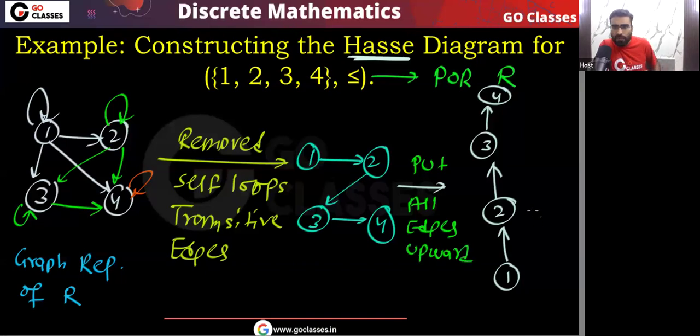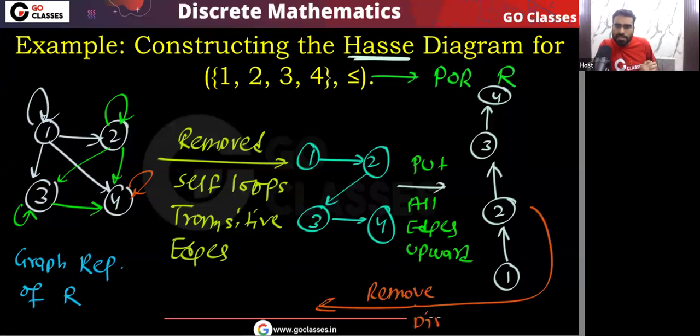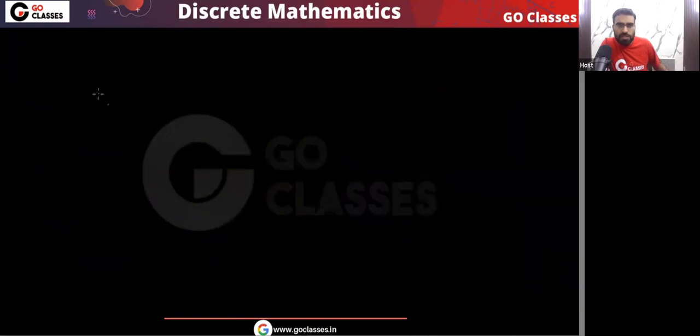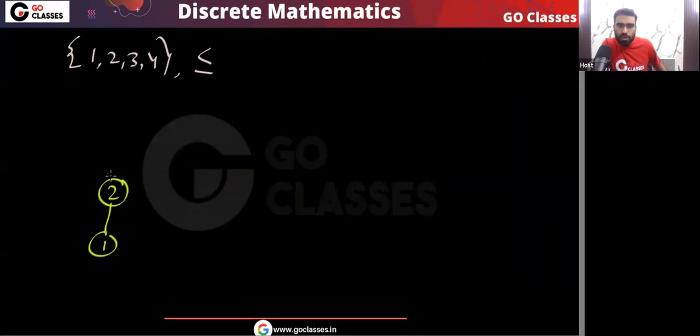Now, from here, what do you do? From here, just remove the directions. Now that you have removed the directions, on the next page I will draw it. So on the next page, this is the drawing. Finally, I can say 1, 2, 3, 4, and our relation is less than or equal to. This is the drawing we will get. 1 related to 2, 2 related to 3, 3 related to 4, and this is your final hash diagram.